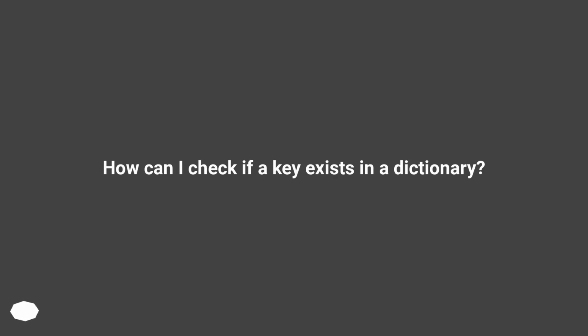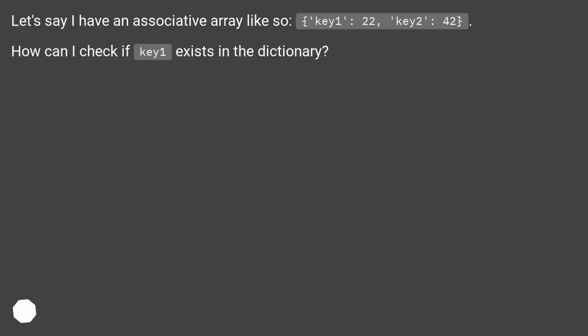How can I check if a key exists in a dictionary? Let's say I have an associative array like so: key1: 22, key2: 42. How can I check if key1 exists in the dictionary?